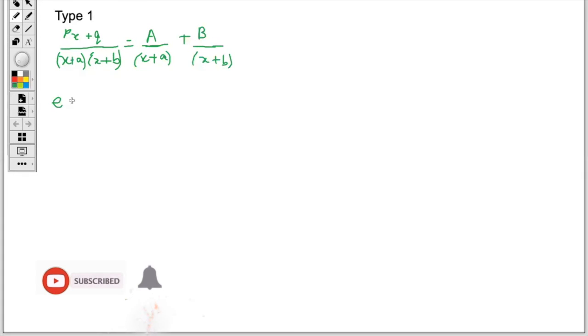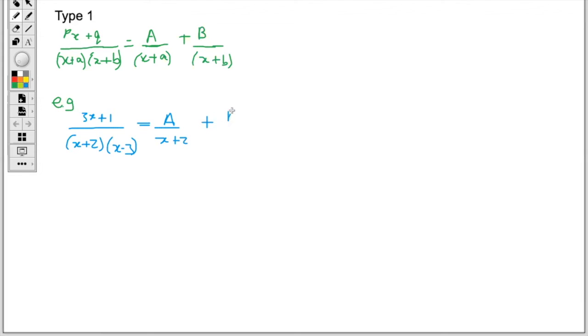So if I do an example, I'm trying to split it so that we can go ahead and integrate this. Having this, I'm going to split it as a over the first bracket plus b over the second bracket. Now, for this fraction, we're going to find out the value of a and the value of b. In doing this, I'll have to find the LCM and then compare the numerators.